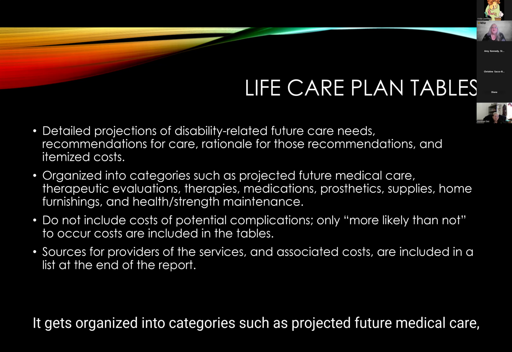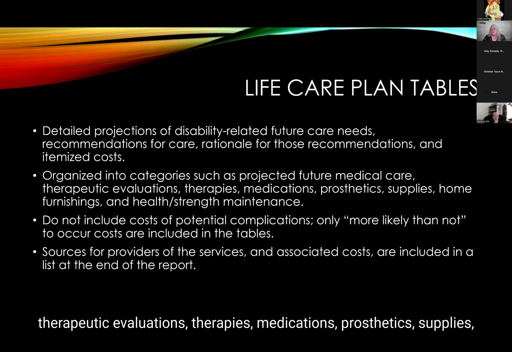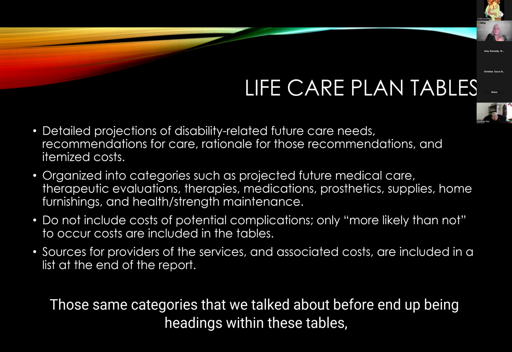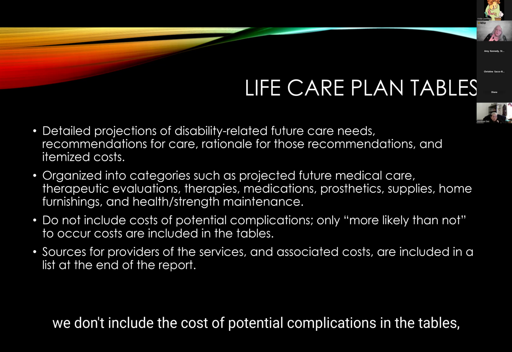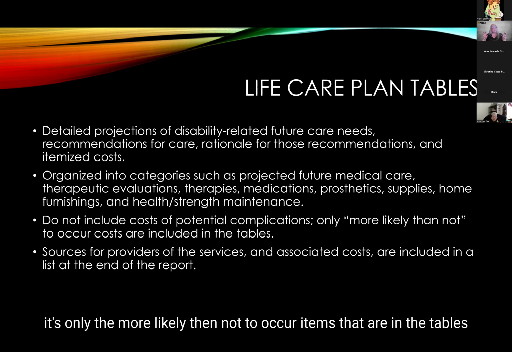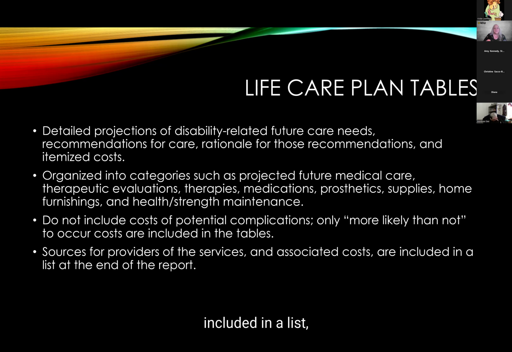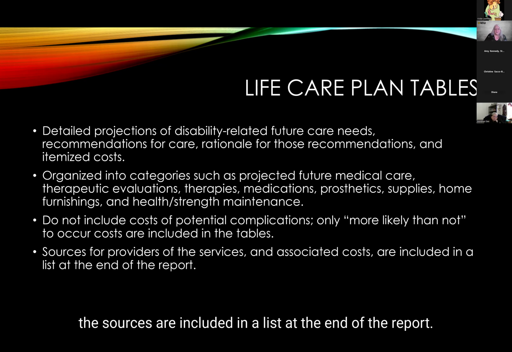It gets organized into categories such as projected future medical care, therapeutic evaluations, therapies, medications, prosthetics, supplies, home furnishings, and health and strength maintenance. Those same categories that we talked about before end up being headings within these tables. We don't include the cost of potential complications in the tables. It's only the more likely than not to occur items that are in the tables. And we provide sources for the providers of the services and the associated cost, included in a list at the end of the report.